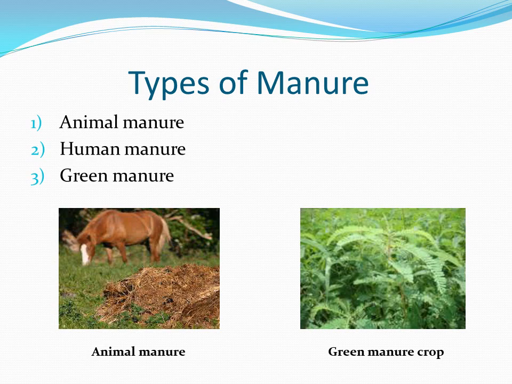As you can see in the pictures, on the left hand side it is the animal manure and on the right hand side it is green manure crop. Basically animal manure is formed from the feces of the animals. Likewise human manure is formed from the feces of humans. And green manure is basically certain types of crops which are used as manure.